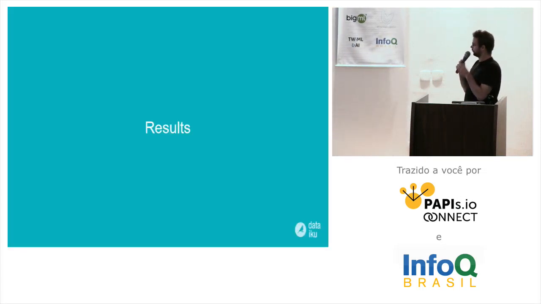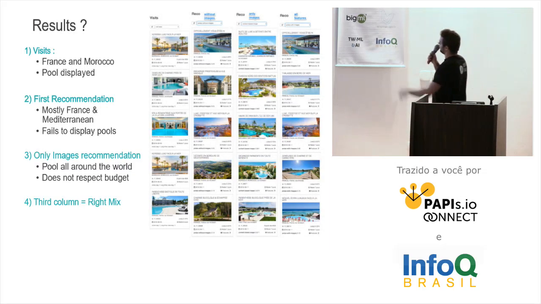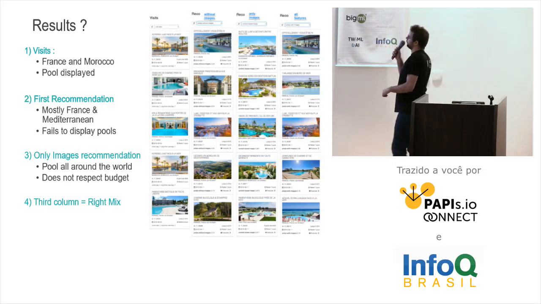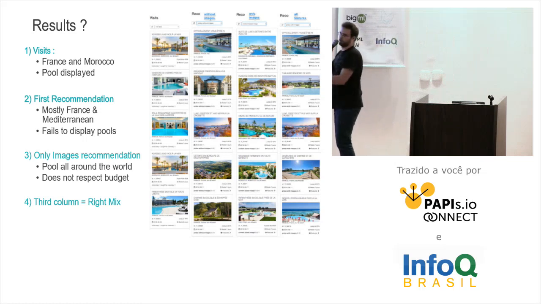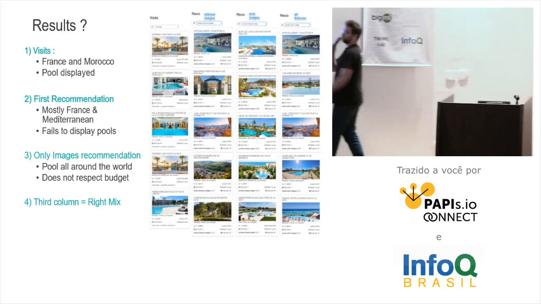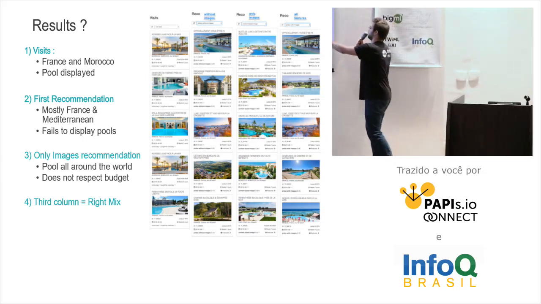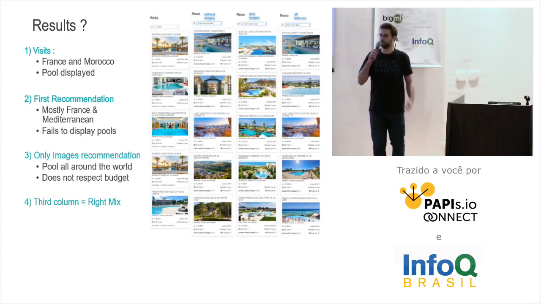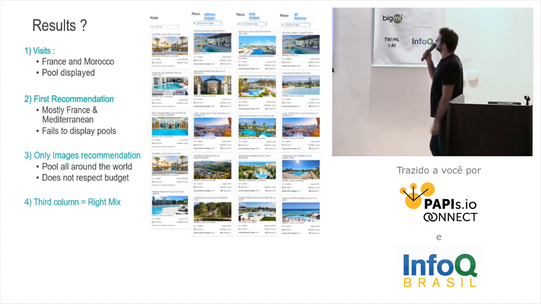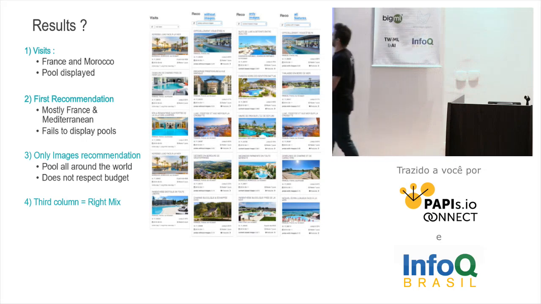Right, and so to conclude, some results. Here you can see 4 columns, and the first one is the visits that the user did. The second one is what we're going to recommend with the first iteration of the meta model recommendation engine. The third one is only based on the images, and the fourth one is the combination of these two. So you can see on the first column that the person clicked only on pool hotels.